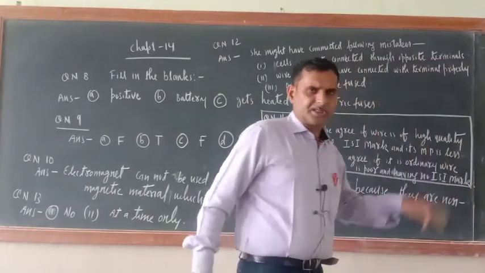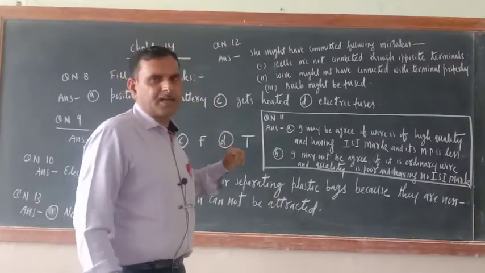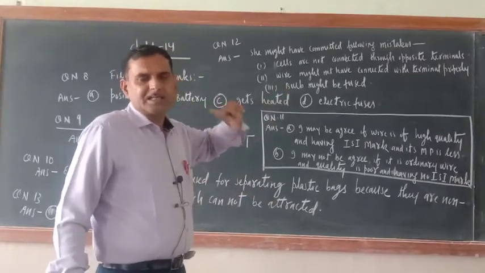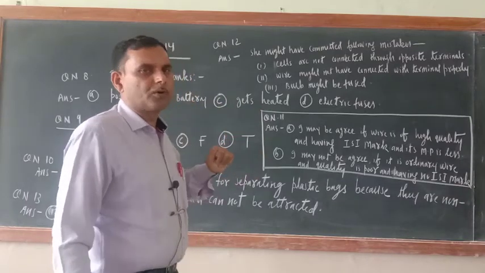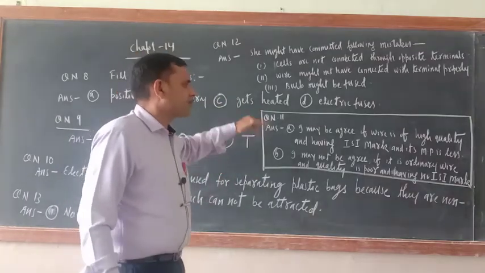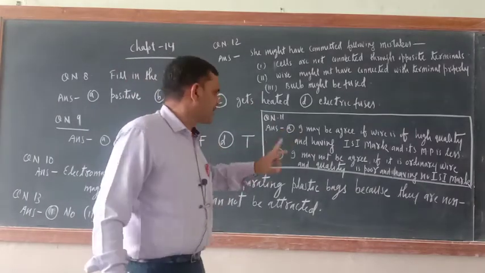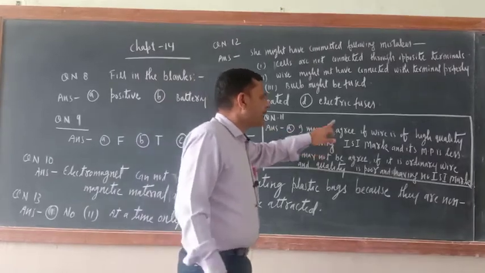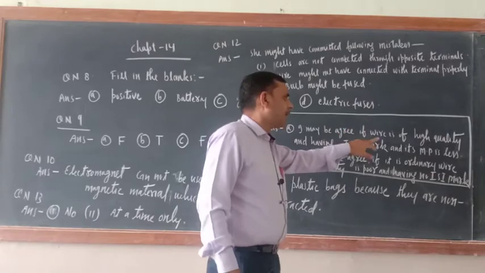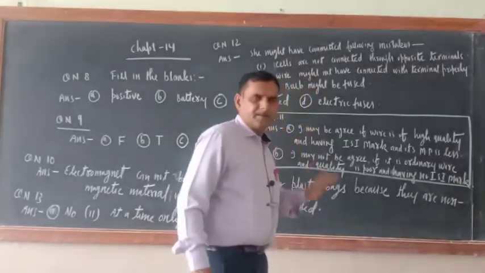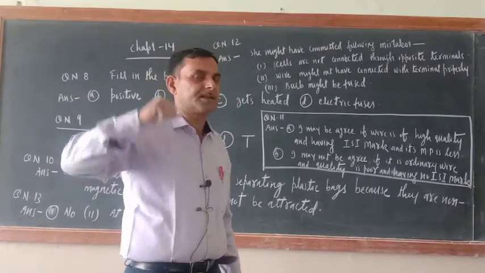So both conditions are possible. You may agree, you may not agree. When will you agree? When the wire is of good quality, then you will agree. What is the meaning of good quality? The ISI mark should be there and its melting point should be low, then you will agree. So I wrote here: I may agree if the wire is of high quality, has an ISI mark and its melting point is low. See, in an electric fuse what should be there? The melting point should be low.